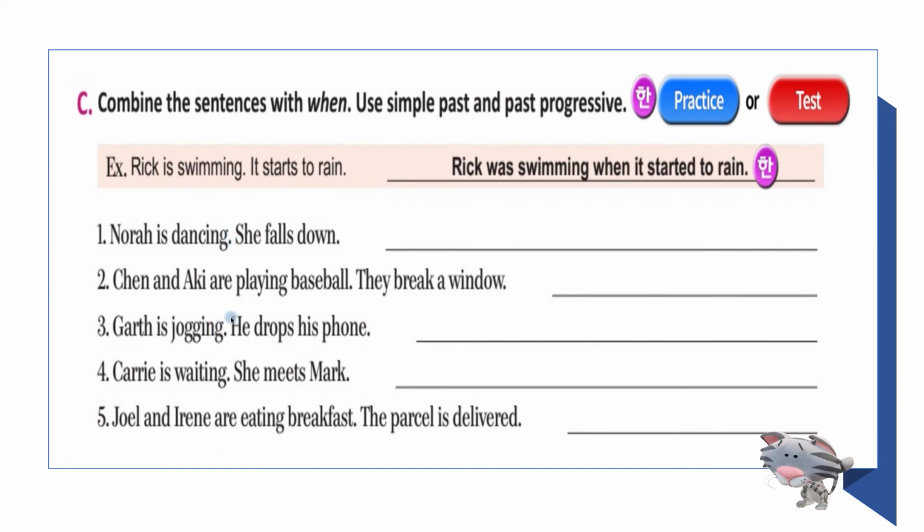Yeah, here comes the irregular verb. Yes. For as a past tense is fell. Yes, irregular. Chen and Aki were playing baseball when they broke a window. Again, this one irregular. Yes. Number 3. Garth was jogging when he dropped his phone. That's regular. And I'll leave 4 and 5 for you to do.